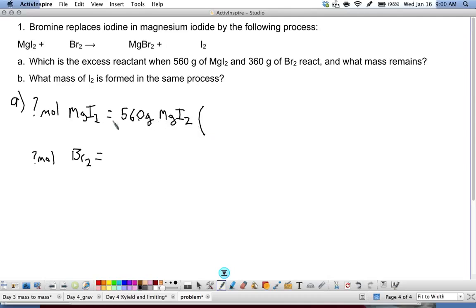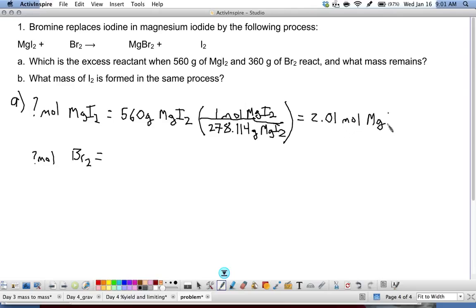Okay, and I'm trying to convert grams to moles, so the correct conversion factor would be molar mass. And I need grams down here. And the molar mass of magnesium iodide is 278.114 grams magnesium iodide per 1 mole magnesium iodide. Okay, and that equals 2.01 moles magnesium iodide.